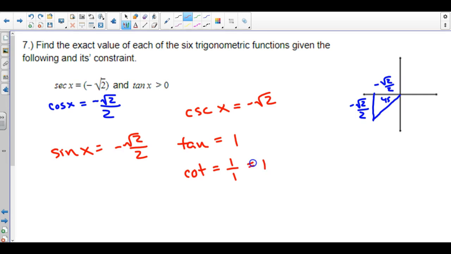So with those types of problems, you want to sketch, first of all, figure out what quadrant your angle or angles could lie in, and then you apply the constraint. So with us, we had to look where tangent was greater than 0, and it is. The tangent came out to positive 1. And then from there, determine your reference angle, and then we can look at our remaining trig ratios.